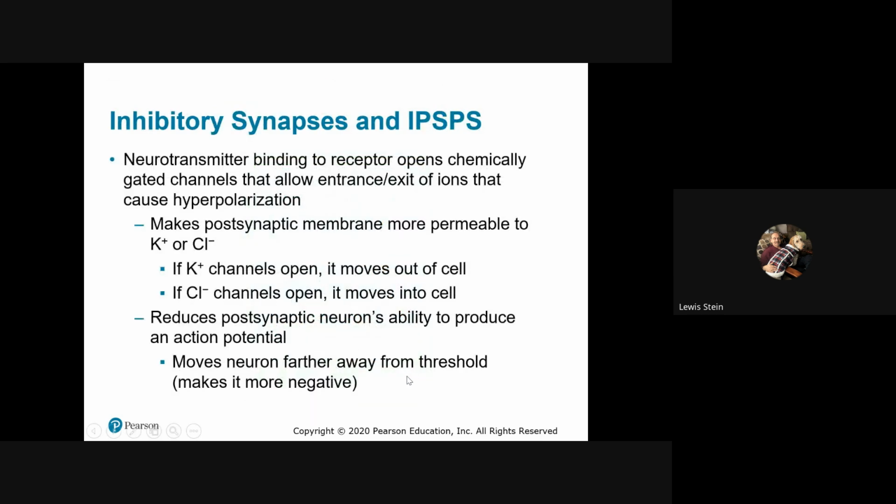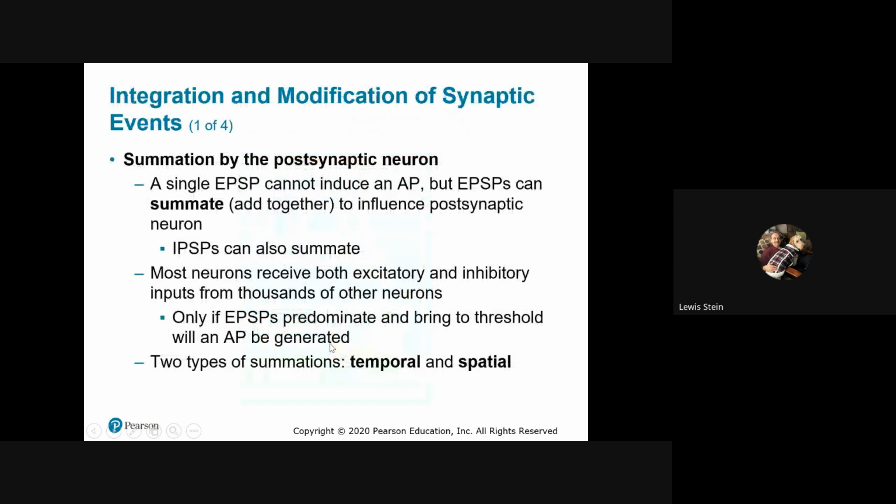Don't want to rebuild the wheel. Again, chloride is more often moving into the cell. That's what's hyperpolarizing. And they just show you this. And so this is the idea of summation. Okay. They can add together.